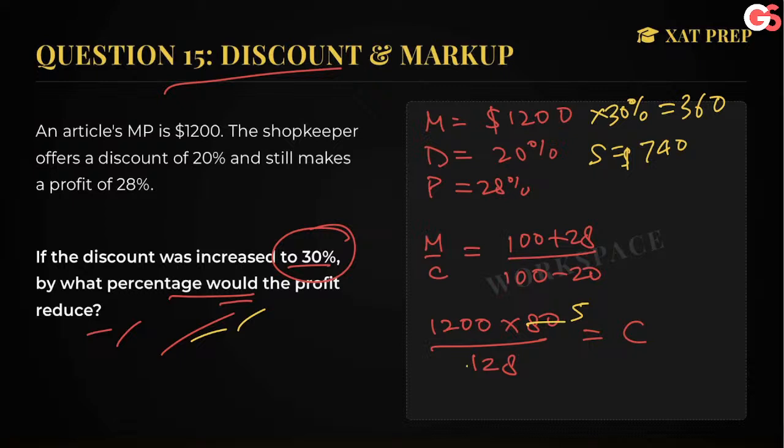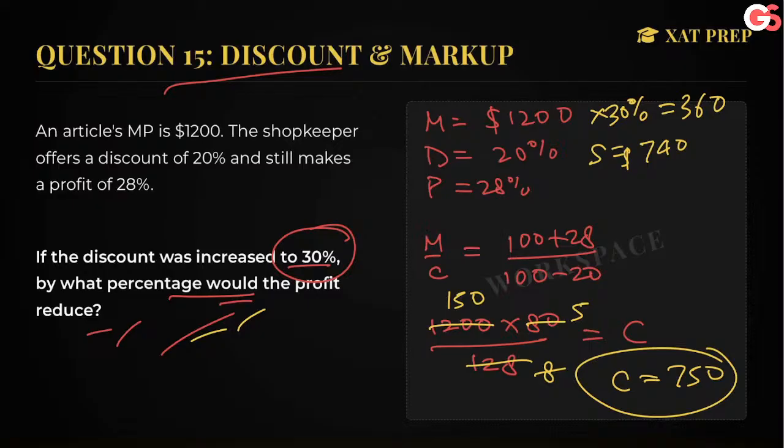16 fives are 80, 16 eights are this, 8 into 15, 150. So cost price is 750, guys, and selling price is 740. प्रॉफिट इसका तो लॉस ही हो गया सीधा सीधा, isn't it? इस बंदे का लॉस हो चुका है। 740 पे अगर बेचेगा ये 30% डिस्काउंट देके, तो इसका प्रॉफिट तो रिड्यूस हो जाएगा ना पूरा पूरा। तो पहले प्रॉफिट क्या था इसका? 28% प्रॉफिट था। अब इसका लॉस हो गया है कितना?